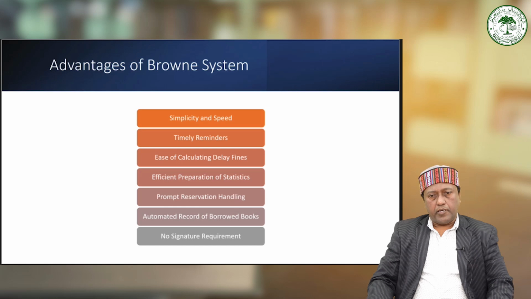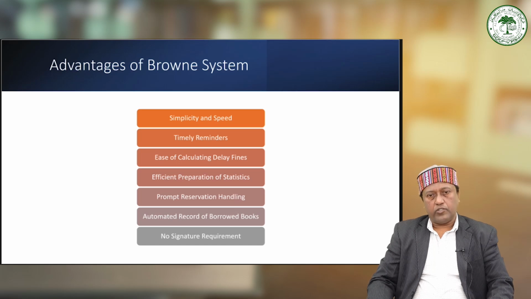Next important advantage, you can say, is efficient preparation of the statistics. This circulation system's ability to generate the statistics rapidly enables library administrators to gather valuable insight into usage patterns, popular materials, and other key metrics. So these statistics inform decision-making processes such as collection development and resource allocation, ultimately enhancing the library's ability to meet the needs of its patrons.